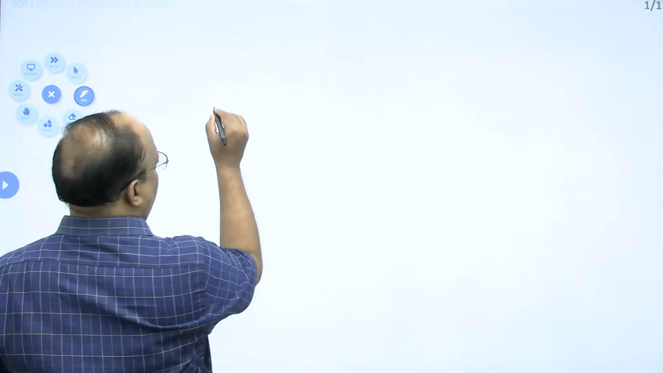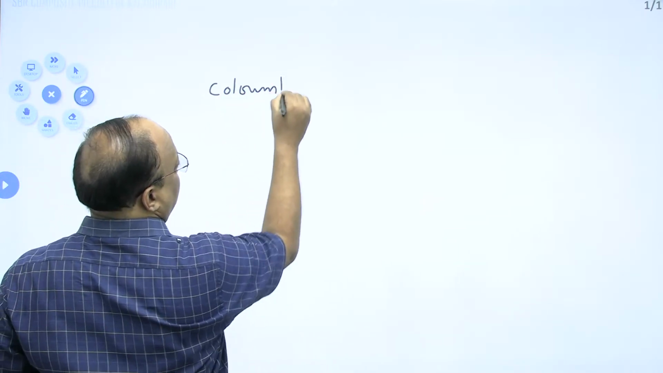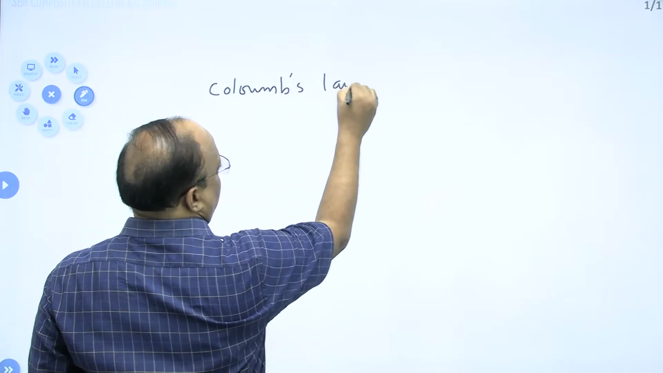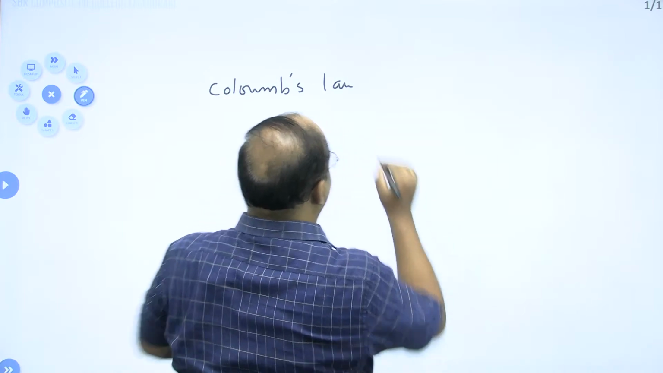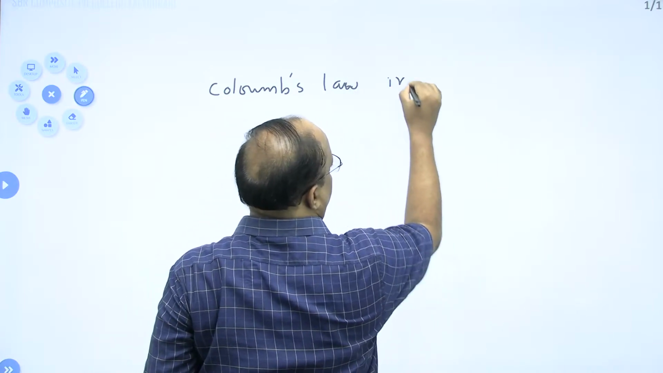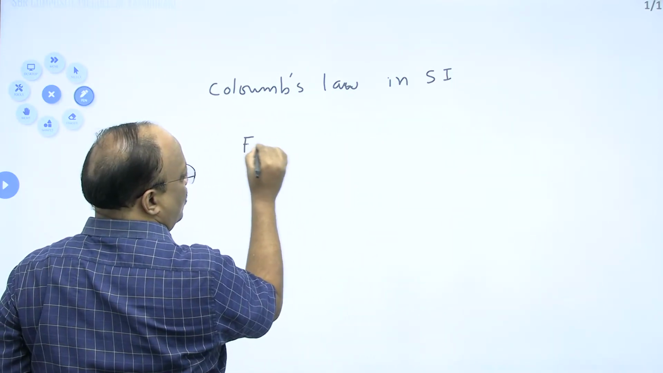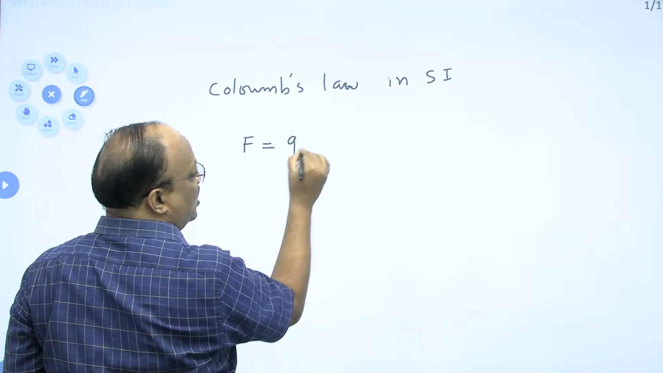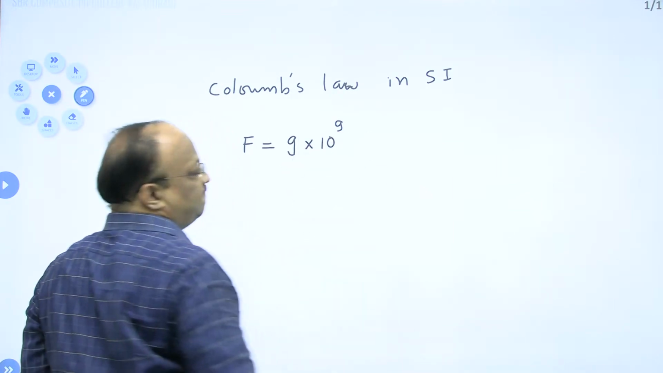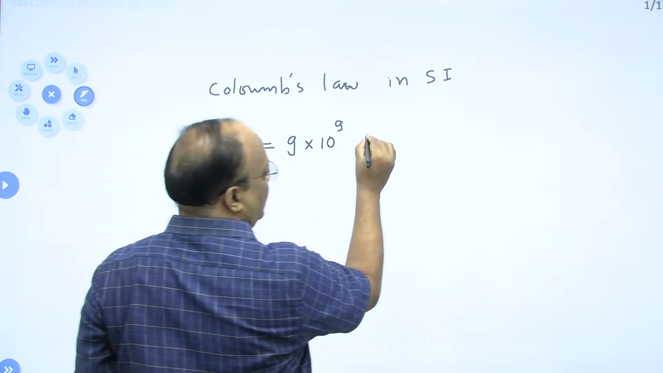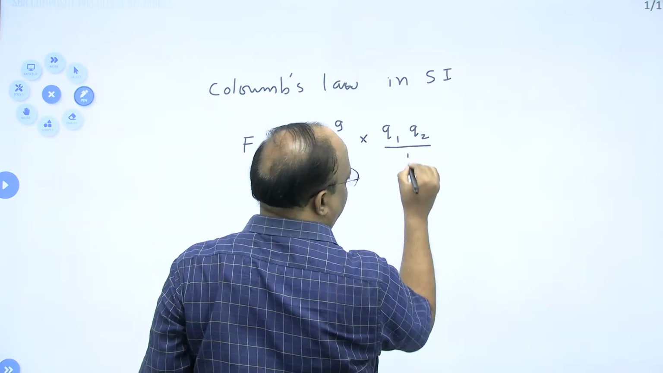So how can I write Coulomb's law in electrostatics in SI? F is equal to the proportionality constant, which is 9 into 10 to the power of 9, into Q1 into Q2 by D square.